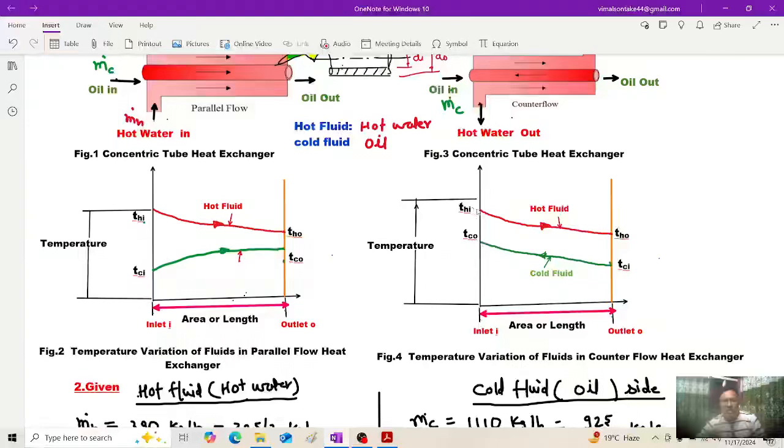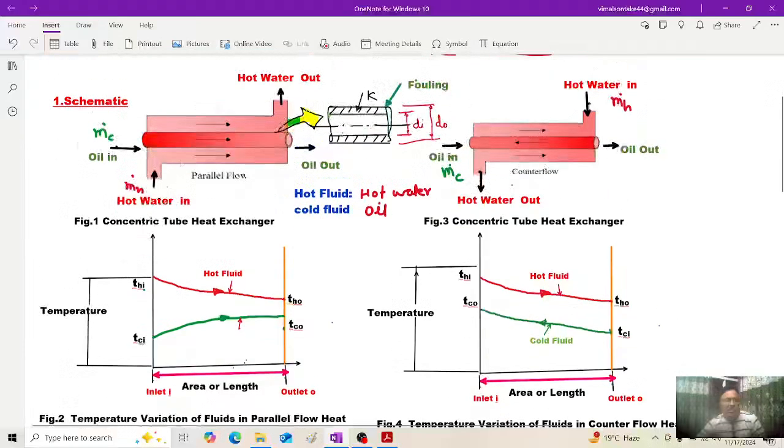So temperature of the hot fluid is decreasing from T_HI to T_HO as fluid is moving from left to right. On the contrary, temperature of the cold fluid is increasing from right hand side to the left hand side, from T_CI to T_CO. In both the cases, mass flow rate of cold fluid is m dot c, which is constant, and mass flow rate of hot fluid is m dot h, which is also constant.